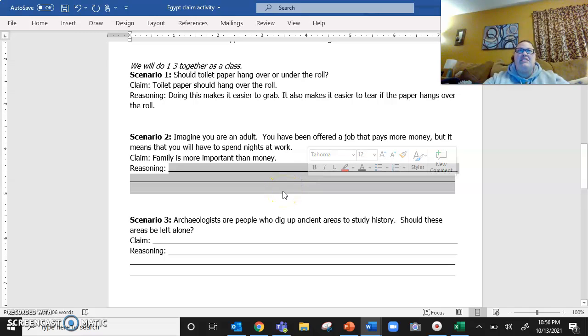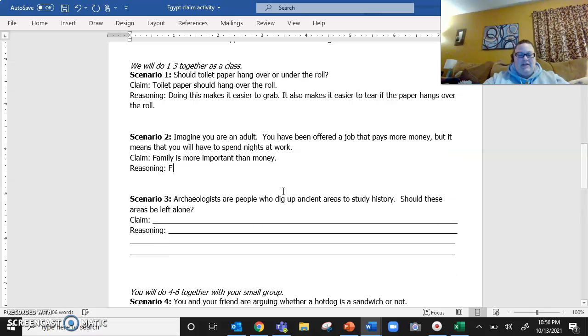I know one reason why family is more important than money is family brings people happiness. Speaking of happiness, you guys know that famous saying, money can't buy happiness. So I'm going to add a transition word. I'm going to say, also, money can't buy happiness. And there we go. We've got it.